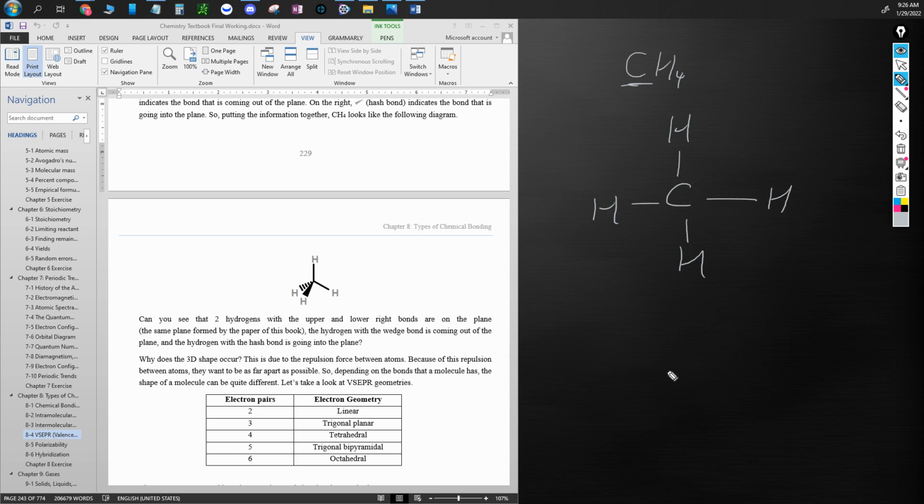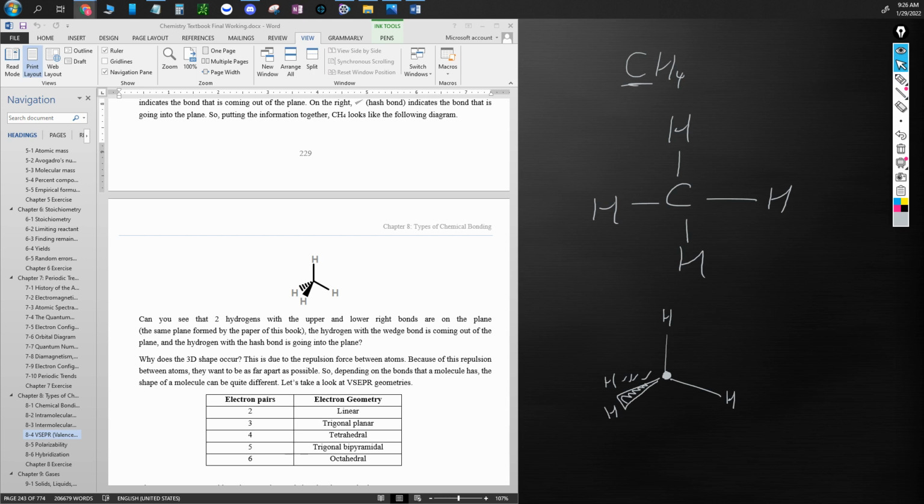So let's take a look at our carbon here. Carbon in the center, and then we have our hydrogens. This regular stick is going to be on a plane, and this one is sticking out of the page, and this one is going into the page. I know you're going to have a hard time imagining that, so I'm going to show you the 3-dimensional shape of it.